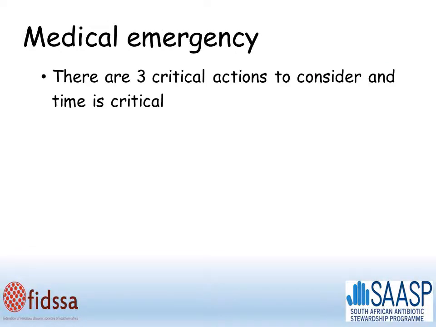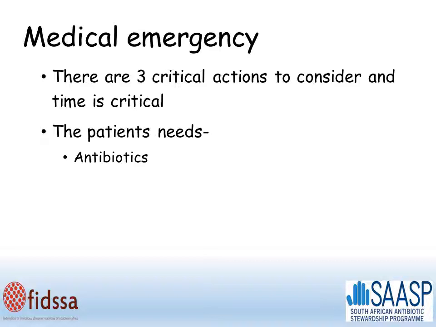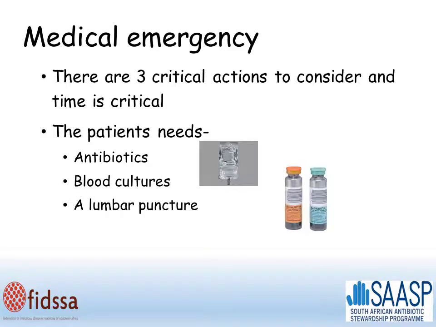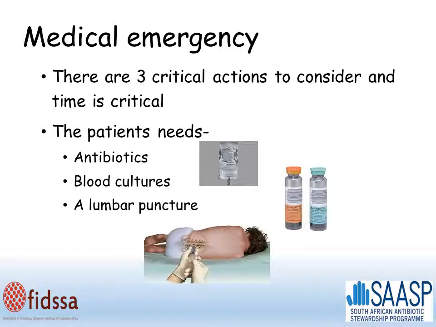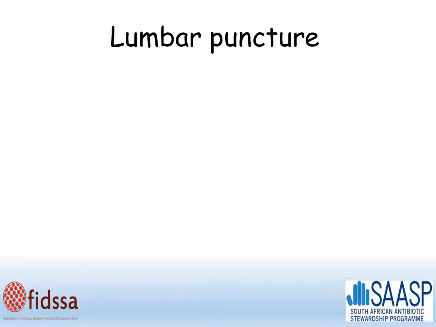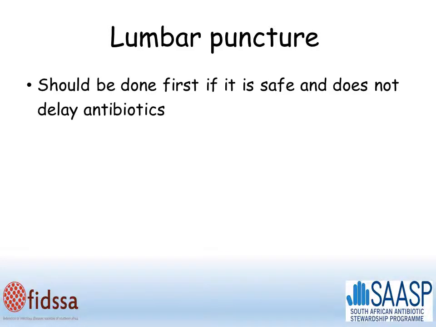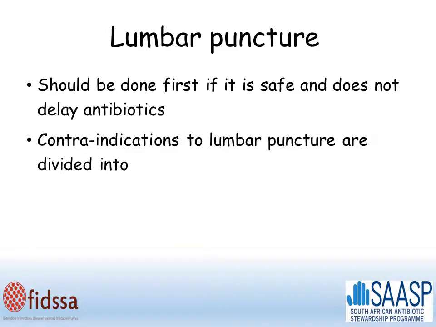Acute meningitis is a medical emergency, and there are 3 critical actions that you need to consider, and time is critical. The patient is going to need antibiotics, a blood culture, and a lumbar puncture. The lumbar puncture should always be done first if it's safe to do so, but antibiotics should never be delayed so that a lumbar puncture can be performed. So you first need to consider if there are any contraindications to lumbar puncture. These are divided into neurological and non-neurological contraindications.